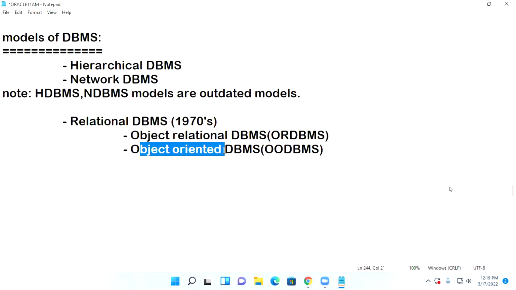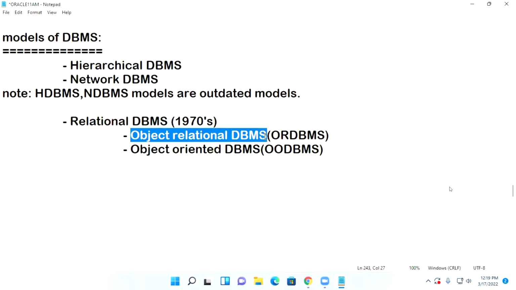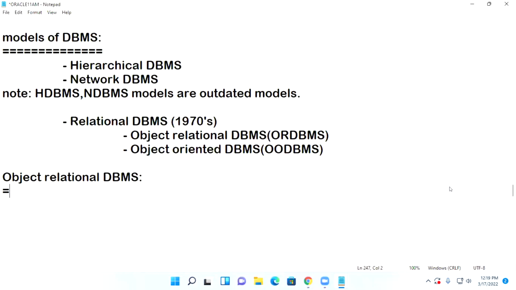Somebody has doubts now. NoSQL, what is MongoDB? What is Oracle? These kinds of doubts are there. So now your doubts will be cleared. The first one is called object relational database management systems.